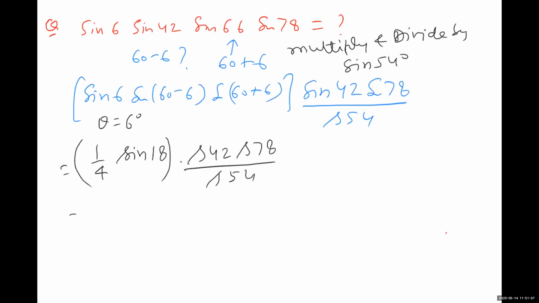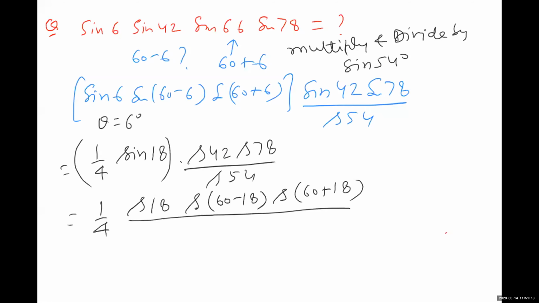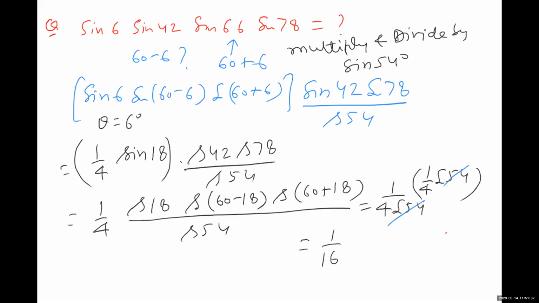So this is 1 upon 4 sine 18, sine 60 minus 18 is 42, sine 60 plus 18 is 78, upon sine 54. So this is again 1 upon 4 sine 3 theta, with 3 theta being 54, upon sine 54. So this answer is 1 upon 16, as sine 54 will cancel out. So the answer is 1 upon 16. You can see the same concept, the same formula applied 2 times in the same question.